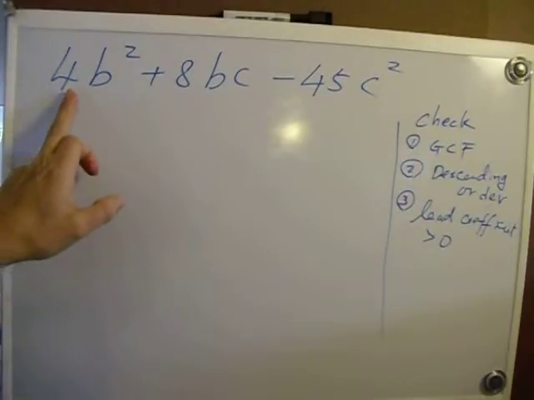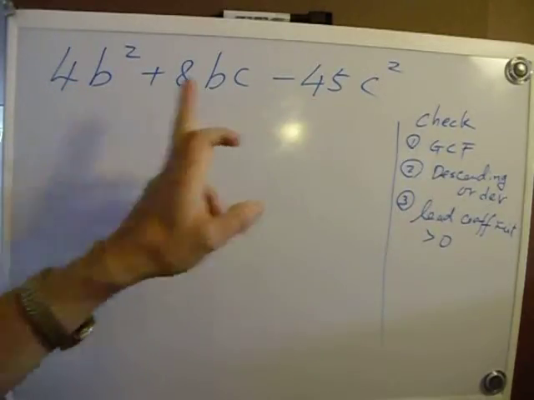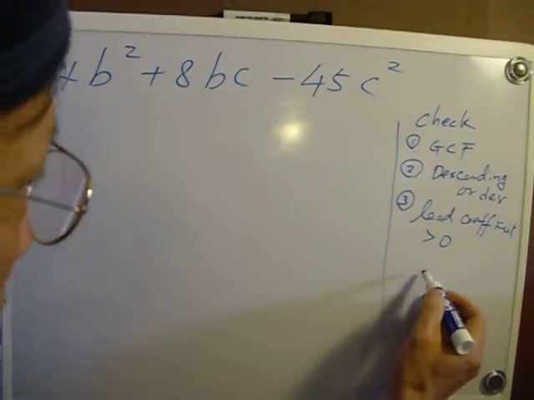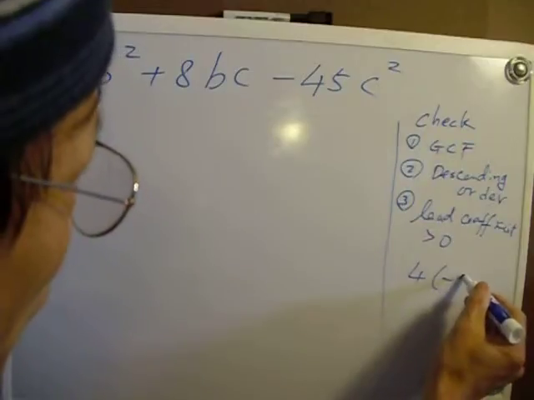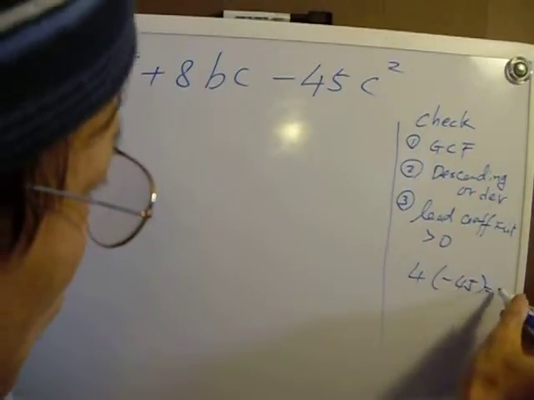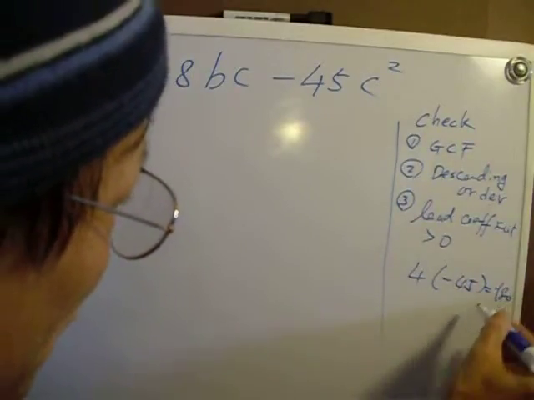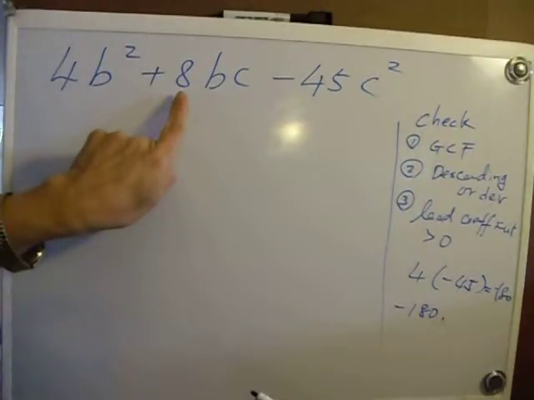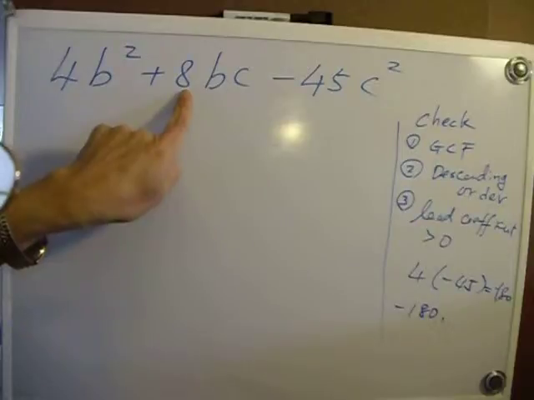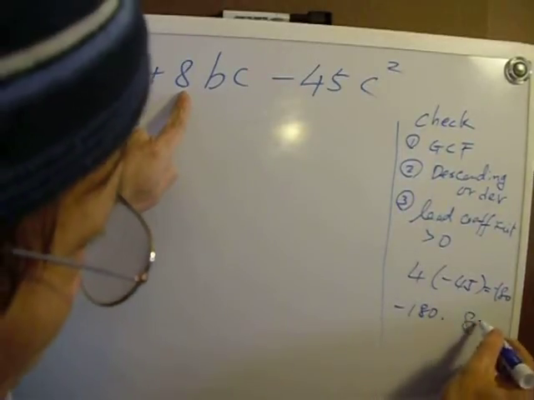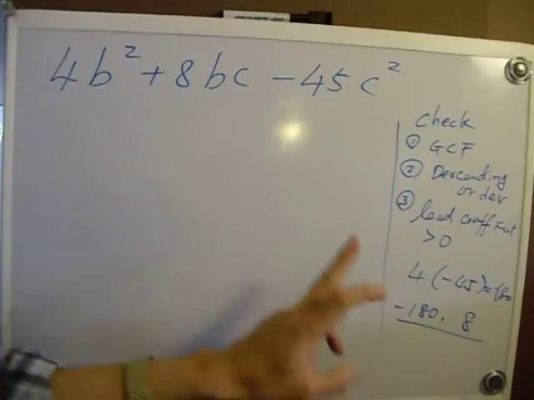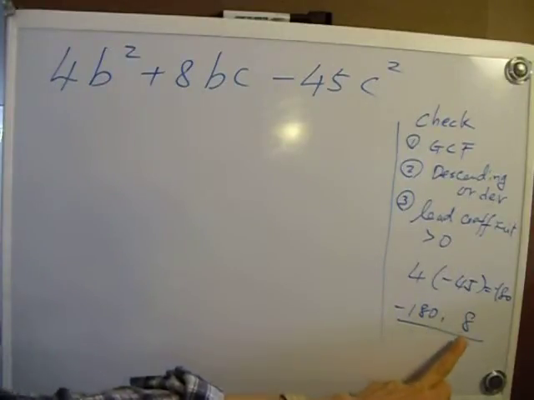For the grouping method, use the first term times the last term, the coefficients, including the sign here. So 4 times negative 45, you get, using your calculator, negative 180. You put negative 180 in a comma, and use the middle term coefficient 8 here. Put a line. You try 2 numbers. Their product is negative 180. Their sum is 8.